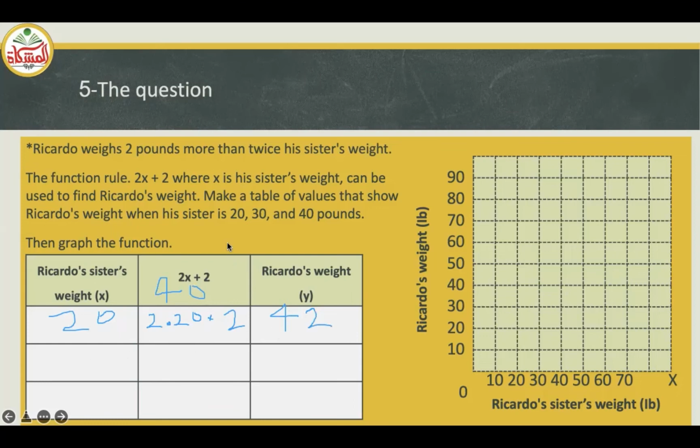Okay, the second number is 30. 2 multiplied by 30 plus 2 equals 62.